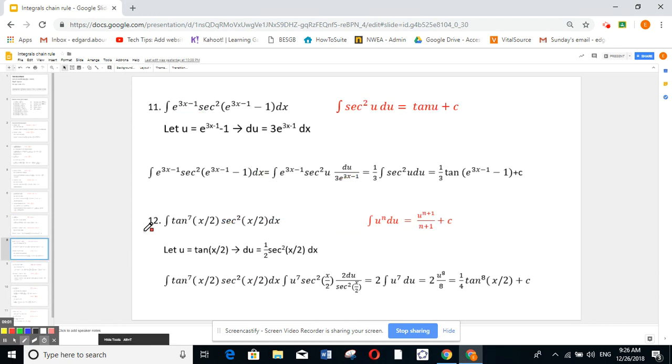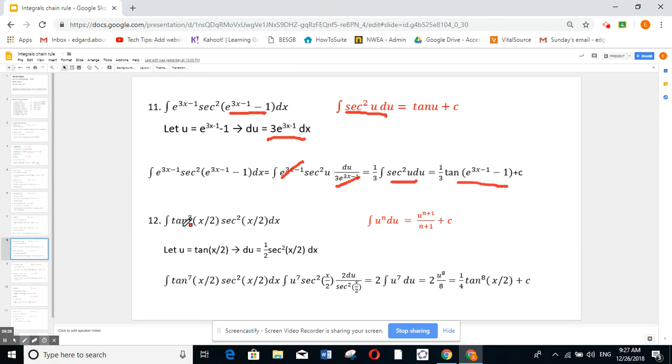Number 11. Here I have this one. I cannot pick exponential because I cannot cancel secant, and the derivative of secant is secant tangent, which I don't have. So I pick this inside to be u. So the derivative is this one. So I start secant square u, and dx is du over this one. These cancel out. It's of the form now secant square u, which by formula is tangent u plus c.